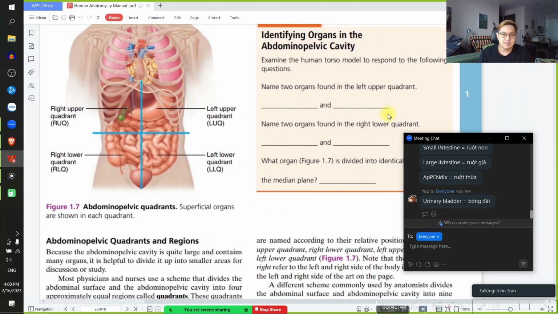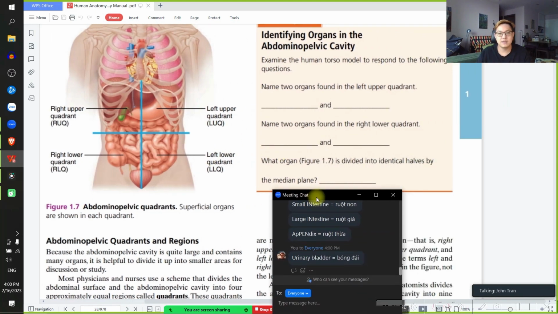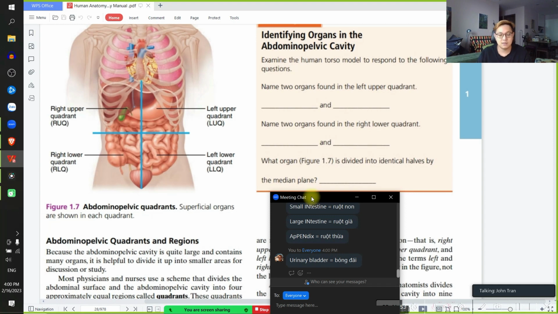Now, what organs in figure 1.7 are divided into identical halves by the median plane? The median plane is the plane in the middle. So this is the median plane, yes. So, divided into identical halves, so you're talking about intestine. Small and large intestine. One more.